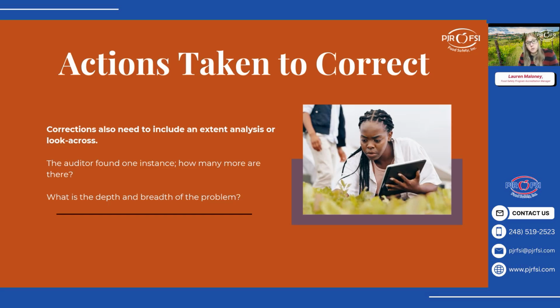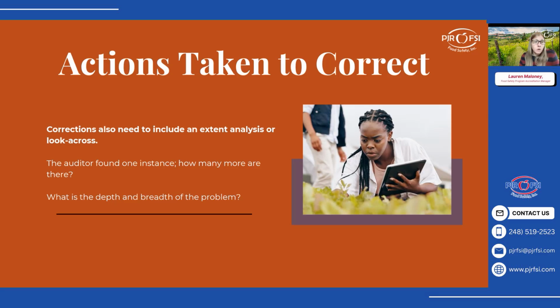The process needs to go further in order to make sure that problem doesn't reoccur, because closing the door does fix it then, but it might not fix it for the future. So the first thing that needs to be done is an extent analysis. An extent analysis is to look at where else these similar problems may occur.